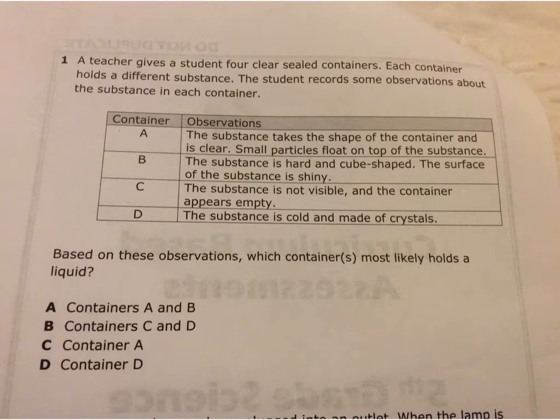Based on these observations, which containers most likely holds a liquid? A. Containers A and B. B. Containers C and D. C. Container A. Or D. Container D.